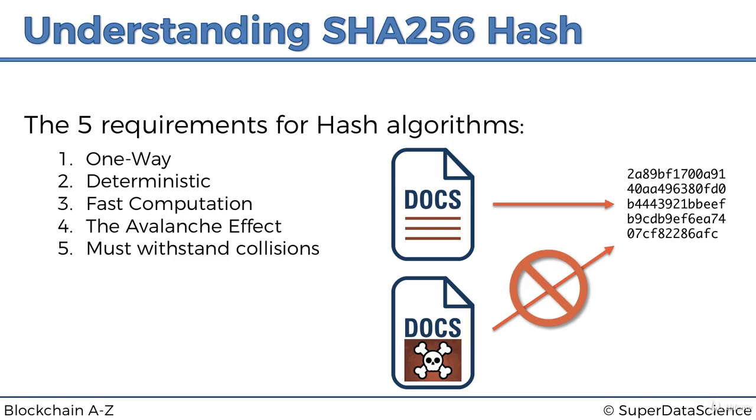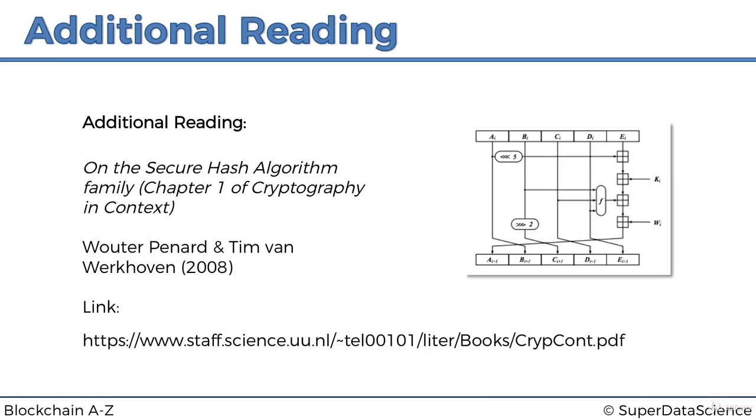And to finish off, here's the promised additional reading. If you'd like to learn exactly how the SHA-256 algorithm works, then you can check it out here. The paper is called On the Secure Hash Algorithm Family. It's actually not a paper, it's a chapter in a book. It's chapter 1 of Cryptography in Context. And that chapter 1 was written by Penard and Verkhoven. And the link over there, the link will also be in the notes for the course.